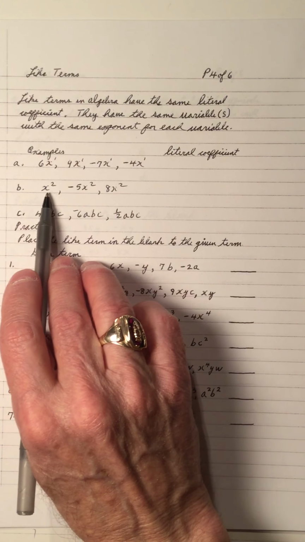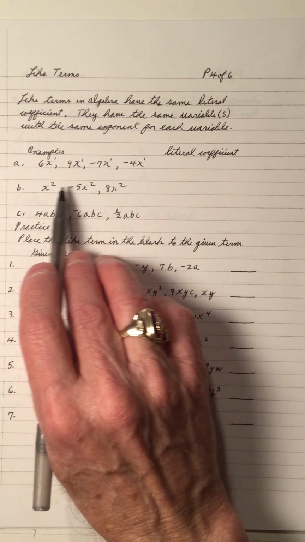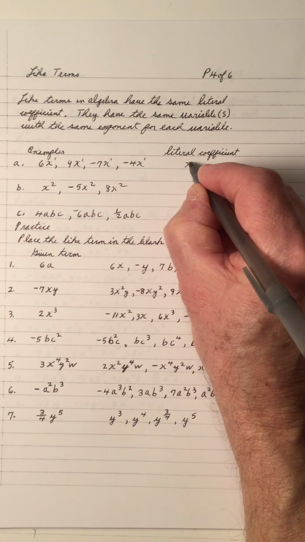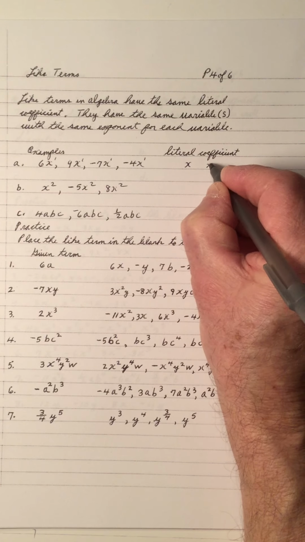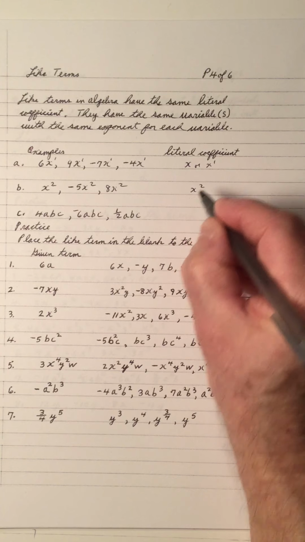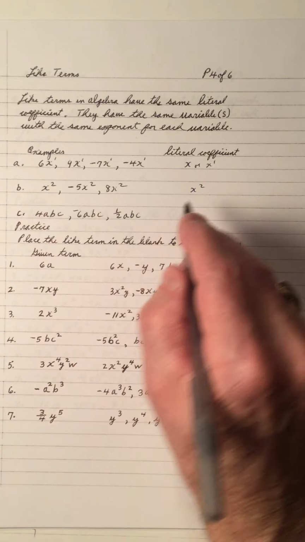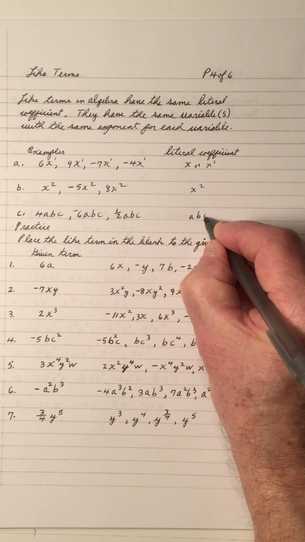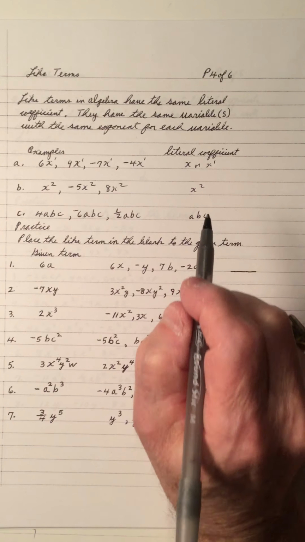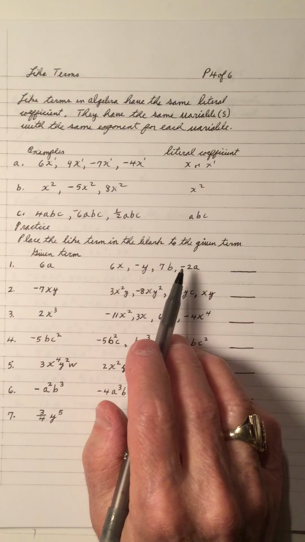Notice in B, they all have x squared, so they're like terms. So x squared, x squared, x squared. So the literal coefficient here is x, or you could call it x to the 1 if you want, the same thing. And the literal coefficient here is x squared. And right here, the numerical coefficients are 4, negative 6.5, and the literal coefficient is the variable. So they've got to have the same variable and the same exponent. Let's illustrate that as we go.